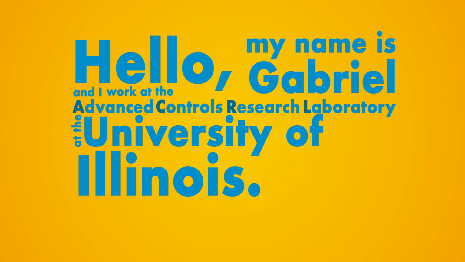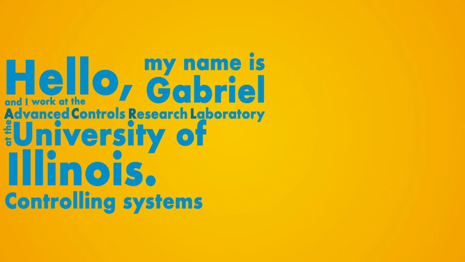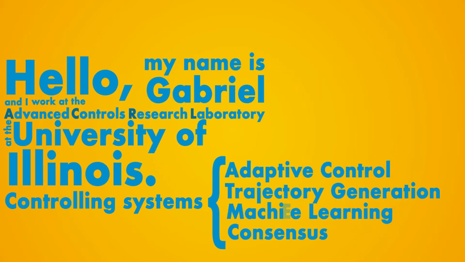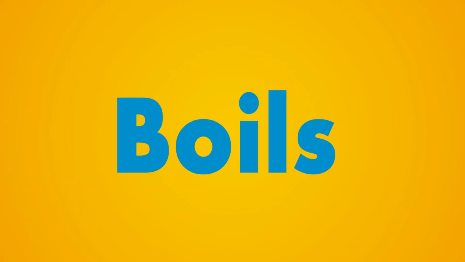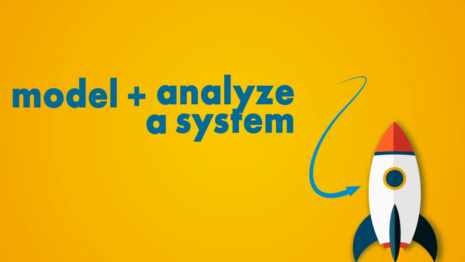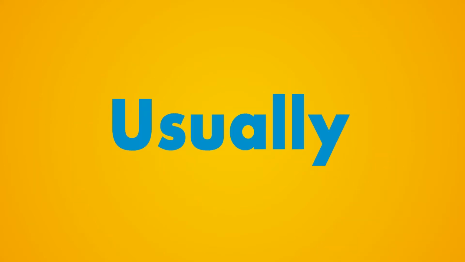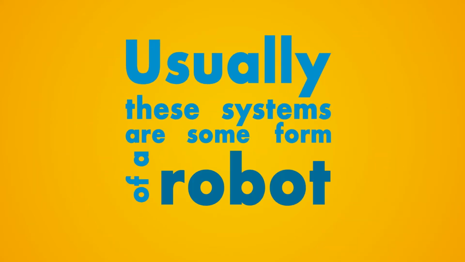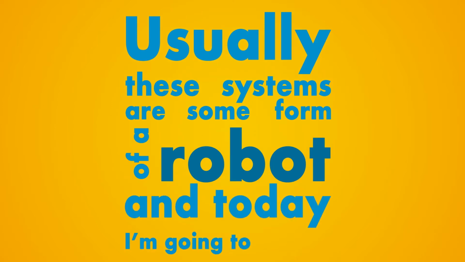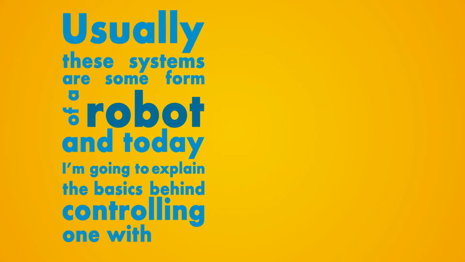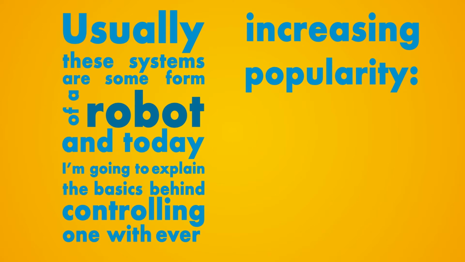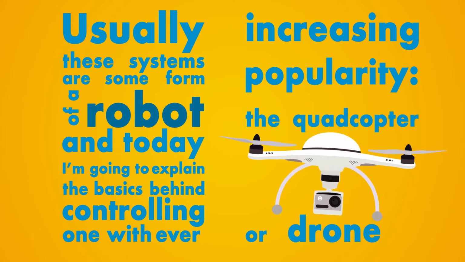As the name suggests, we focus on controlling systems and our research varies wildly. All of this, however, boils down to a simple idea. We model and analyze a system and then design some logic to make it follow our commands. Usually, these systems are some form of a robot, and today I'm going to explain the basics behind controlling one with ever-increasing popularity, the quadcopter or drone.